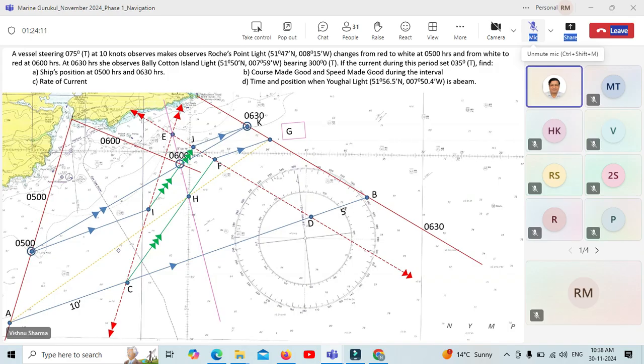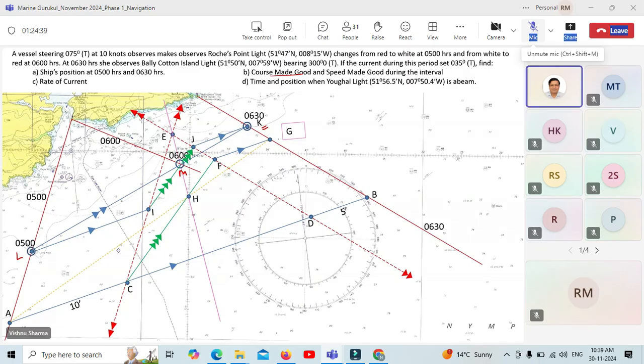CMG. Now CMG will be, okay, let me name this point. That is named as K. So let me call it L. And let me call it M. Okay. Now direction from L to K is the CMG. Does everybody agree with me? Sorry, L to M or L to K is the CMG, right, guys? Yes, sir. Speed made good. Now it's up to you.